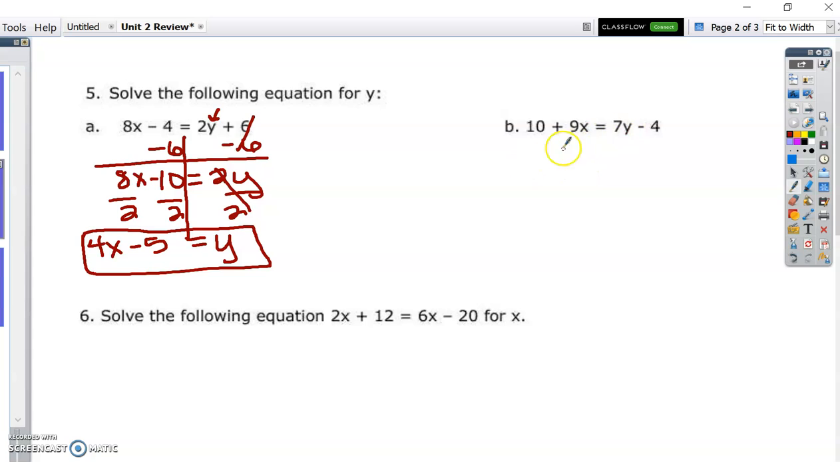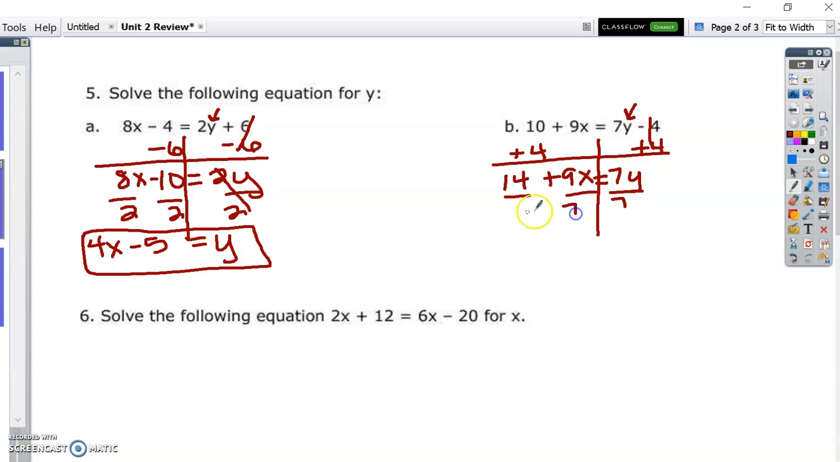Alright, now over here, again, draw your line, and I need to get y by itself. Here's y, so I'm going to add 4, and add 4 over here with my constant. This cancels, 7y comes down, 14 plus 9x, divide, divide, divide, 7, 7, 7. 7 cancels out. I have y equals 9 over 7x plus 2. I guess I'm going to add plus 2 right there.